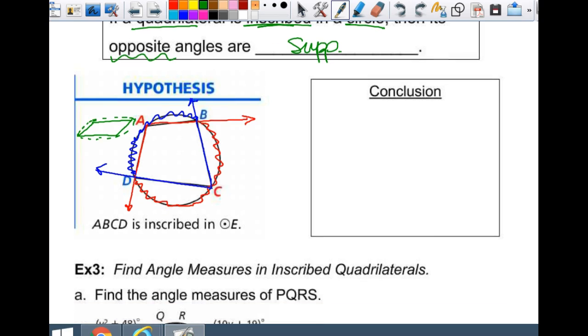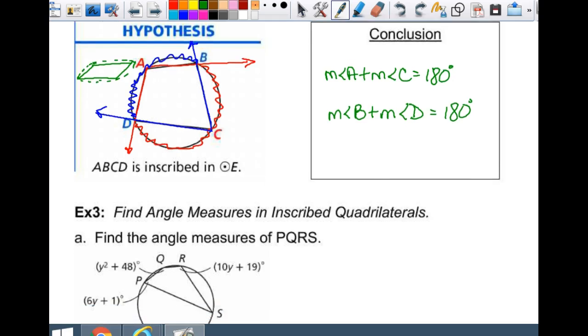So my conclusion here is that the measure of angle A plus the measure of angle C is equal to 180, and the measure of angle B plus the measure of angle D equals 180. Okay. Any questions? All right.